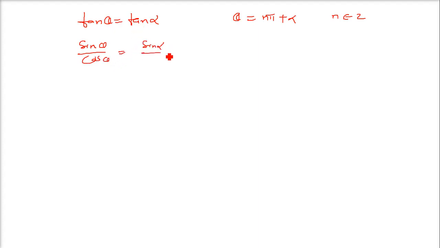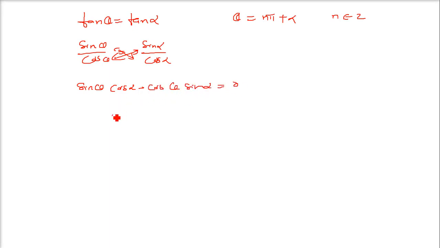Coming to the next one, which is tan theta equal to tan alpha. The general solution is theta will be equal to n pi plus alpha, n belongs to Z. So how to get this? Write this tan theta as sin theta by cos theta, and write this tan alpha as sin alpha by cos alpha. Now cross multiply. You get sin theta cos alpha minus cos theta sin alpha will be equal to 0.